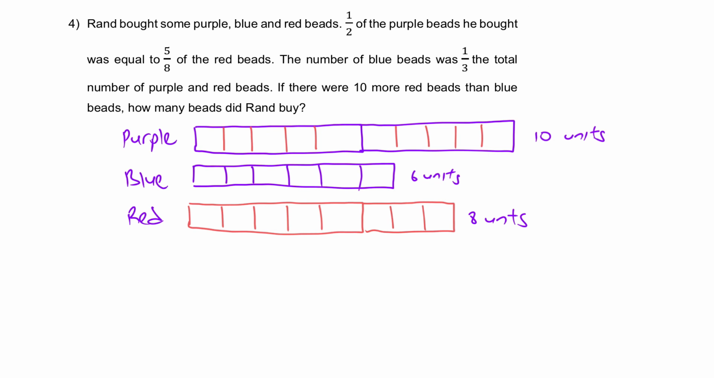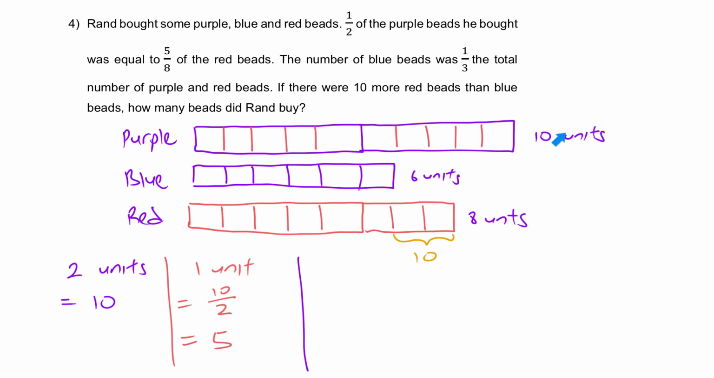If there were 10 more red beads than blue beads, how many beads did Ren buy? So what can we say about here? The space here must be 10. All right, the difference between red and blue is 10. Hence our first step, 2 units is equal to 10. 1 unit will be 10 divided by 2, which will give us 5. So every single unit here is 5. How many beads did Ren buy? Okay, so we can move on to the answer. We can see in total there are 10, 6, 8, which is 24 units.